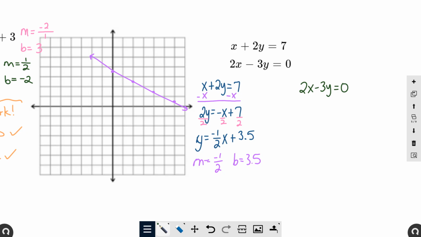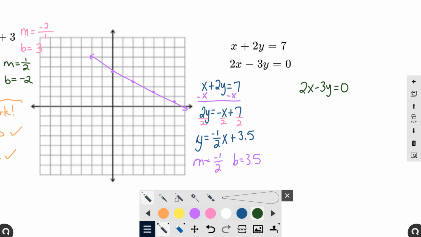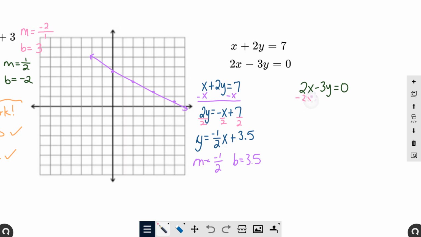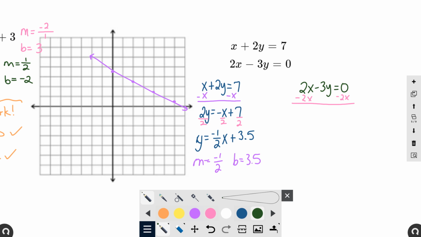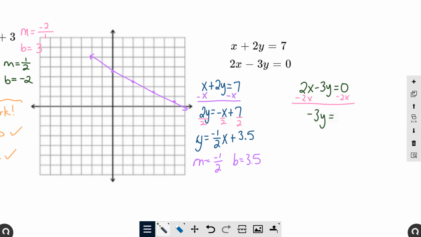All right, let's take our second equation, 2x minus 3y equals 0, and solve for y. What would I do to get y by itself? Minus the 2x on both sides. So negative 3y equals negative 2x.